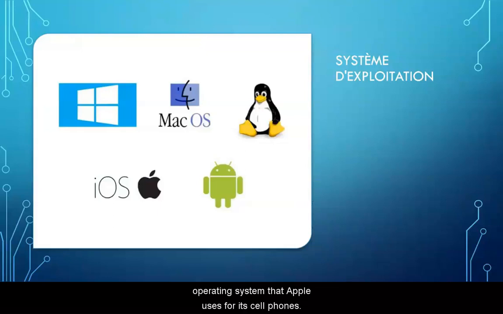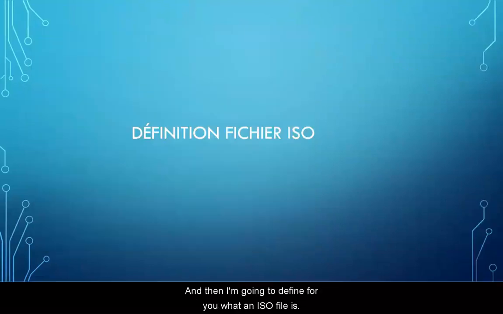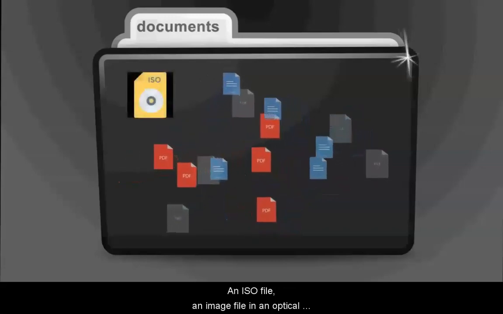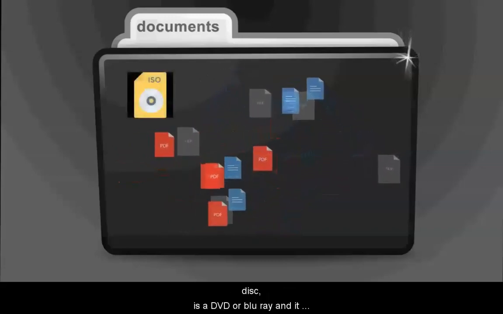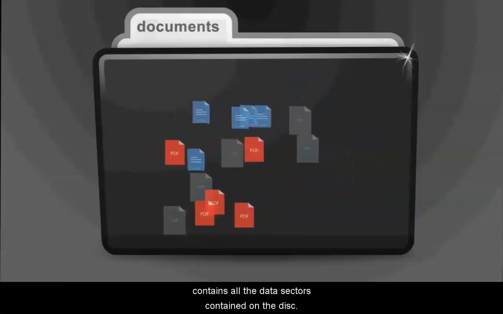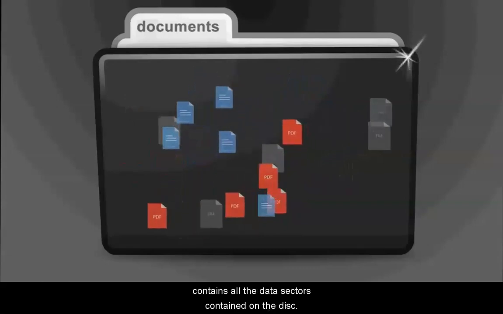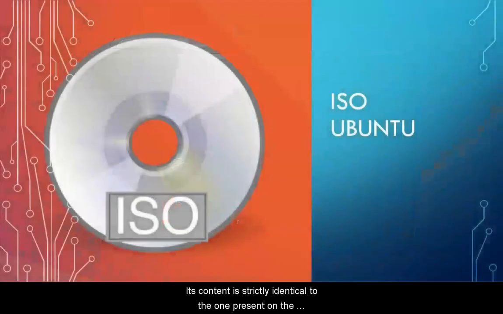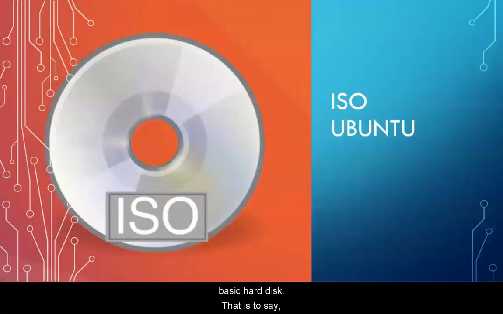And then I'm going to define for you what an ISO file is. An ISO file, an image file of an optical disc, is a DVD or Blu-ray, and it contains all the data sectors contained on a disk. Its content is strictly identical to the one present on the basic hard disk. That is to say, an ISO file on a hard disk has the same properties and the same functions as a basic hard disk.